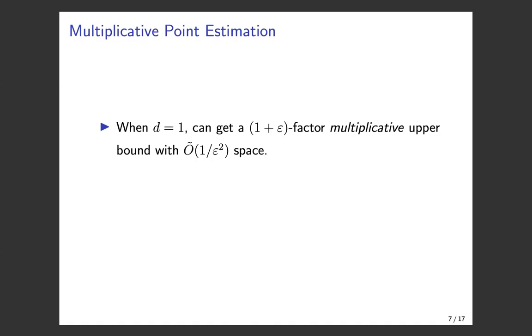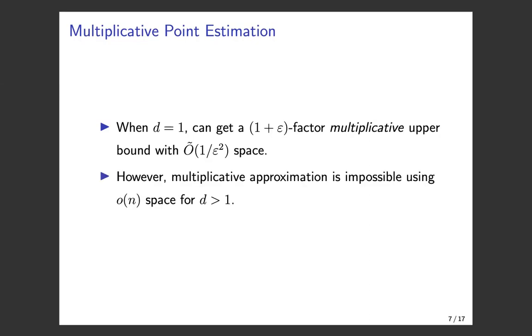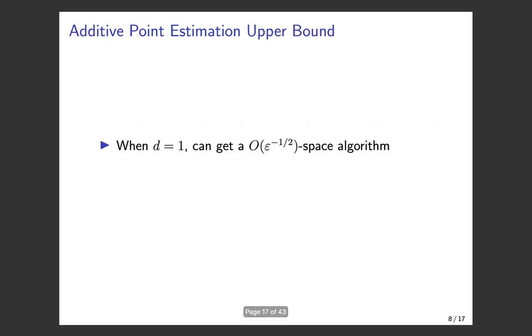minus epsilon additive approximation. Okay, and again, I don't have time to go into detail for all of these results, but of course the details are in the paper. At the same time, we show that for d greater than 1, we can't hope for multiplicative approximation. In particular, for d greater than 1, such an approximation requires linear space in n, which is exactly what we're trying to avoid. Okay, and so this is what motivates the rest of the paper.